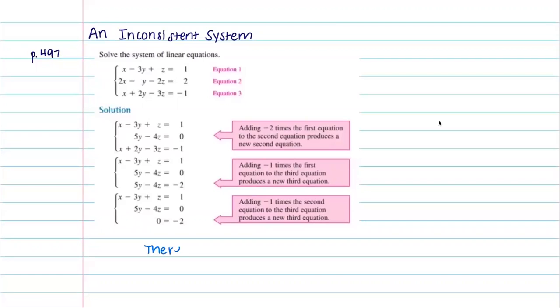So there is no solution to this system. Just like we saw before, we know that perhaps two of our equations might intersect, but that will not be true for all three. And remember, to be a solution to the system, it has to be a solution for all three equations. So there is no solution to this system because of this inconsistency we found as we started to restructure our system.